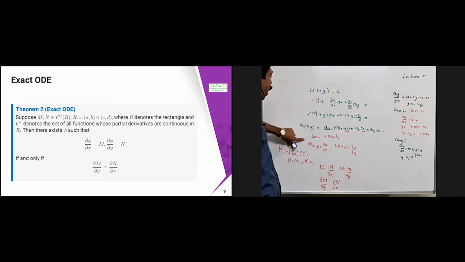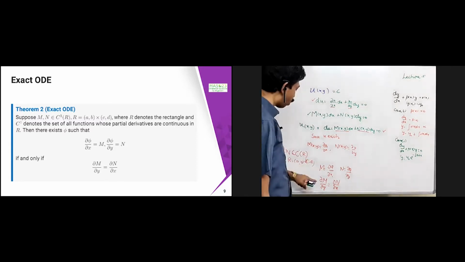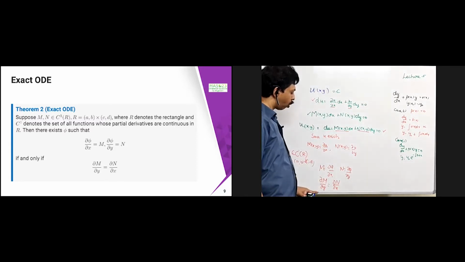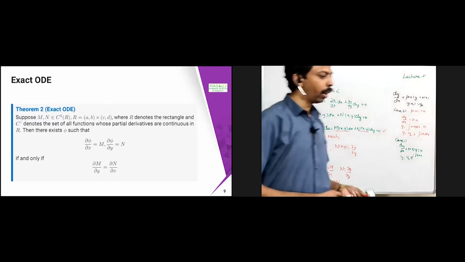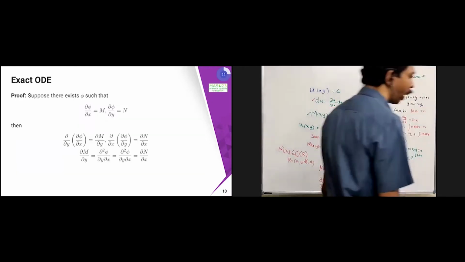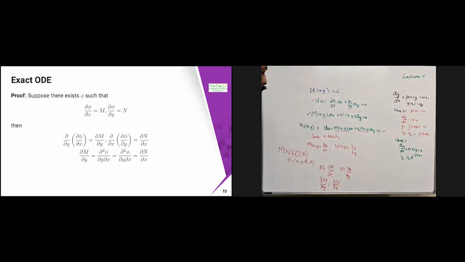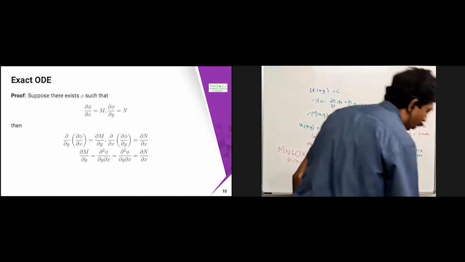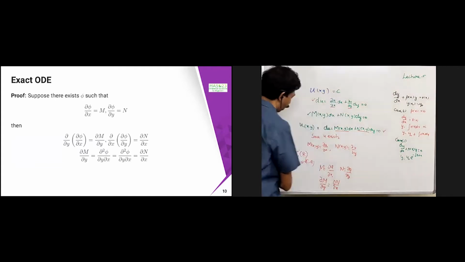Now we need to find when this is going to exist. Such a pi, or such a U, is going to exist if and only if ∂M/∂y equals ∂N/∂x. If ∂M/∂y equals ∂N/∂x, then such a pi is going to exist. So that is going to be the result. We'll just prove that with some simple steps. This is a very elementary proof, so we'll give the proof of this theorem also.